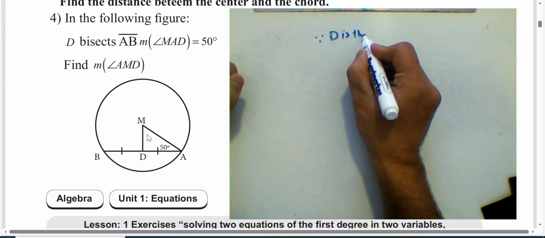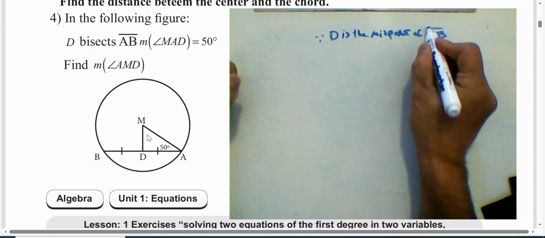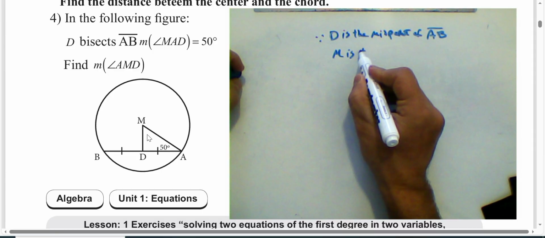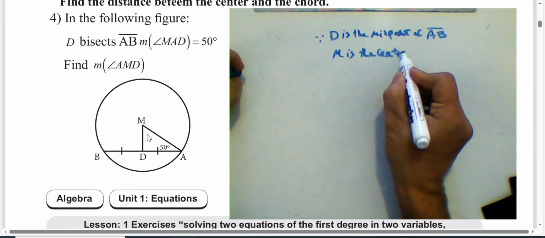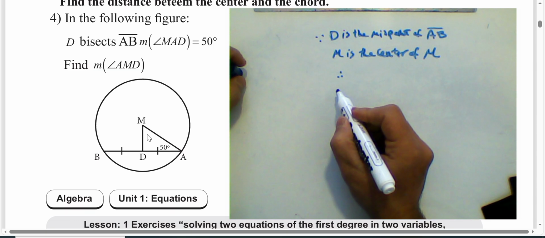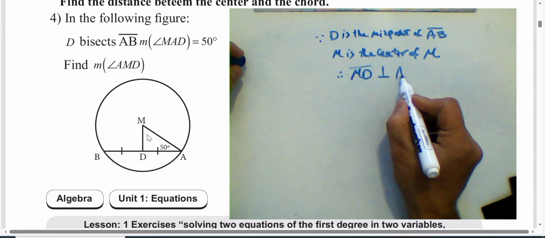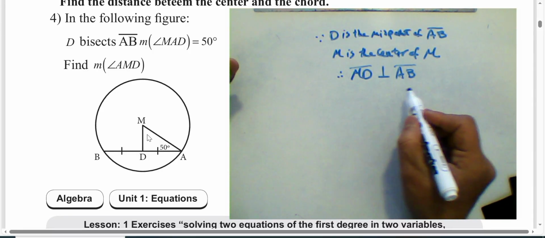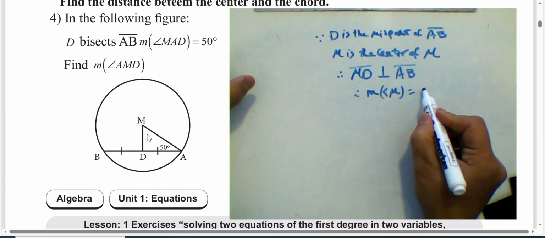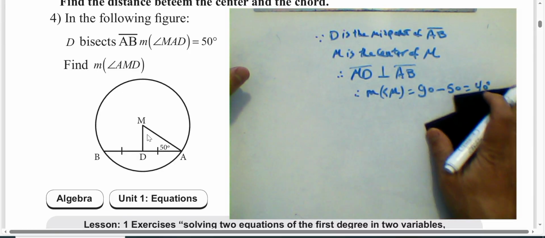D is the midpoint of AP and M is the center of the circle M. Then MD will be perpendicular to AP. Then we can find the measure of angle M by writing 90 minus 50 equals 40 degrees.